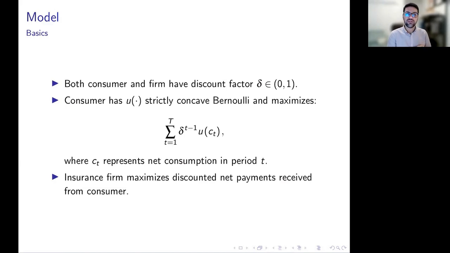Both consumers and firms discount the future with the same discount rate delta, and the consumer has a strictly concave Bernoulli utility function u. So consumers are simply going to be maximizing their discounted expected utility when deciding either to take an insurance contract or not, or how to behave within the course of a particular long-term contract. So c_t I'm going to use to represent the net consumption obtained by the agent within each period t, taking into account both the original income that this agent has, minus any losses that this agent might have, minus any premium that is paid by the agent, plus any coverage payment that the agent receives from the insurance company. Insurers, on the other hand, are going to be maximizing the discounted expected net payments received from the agent. So take into account both premiums and potential coverage payments made out to the agent.